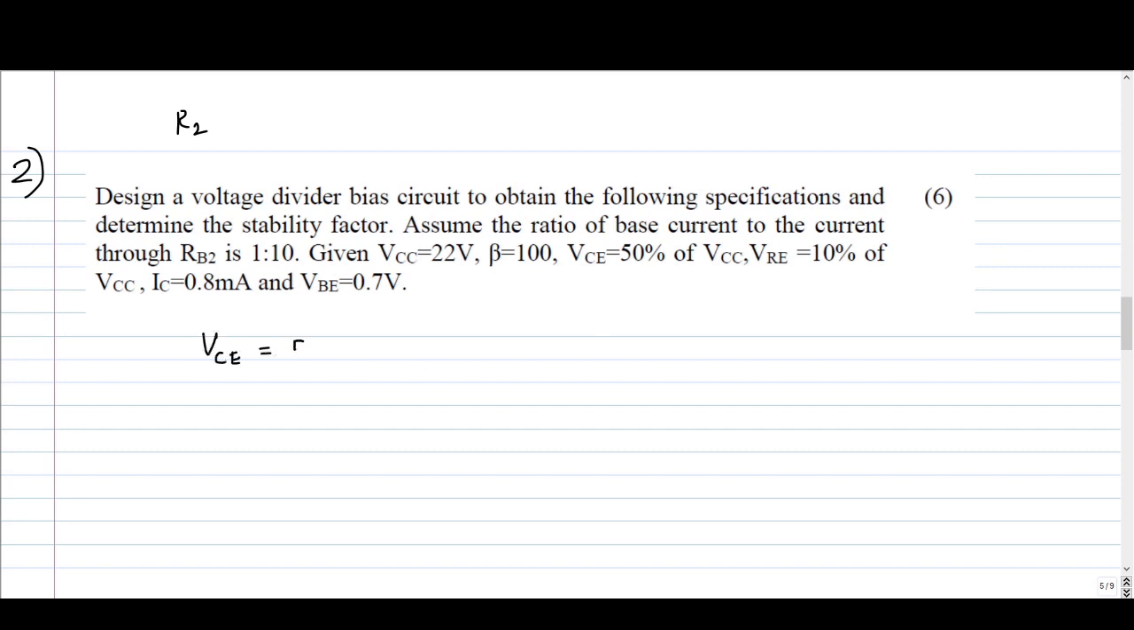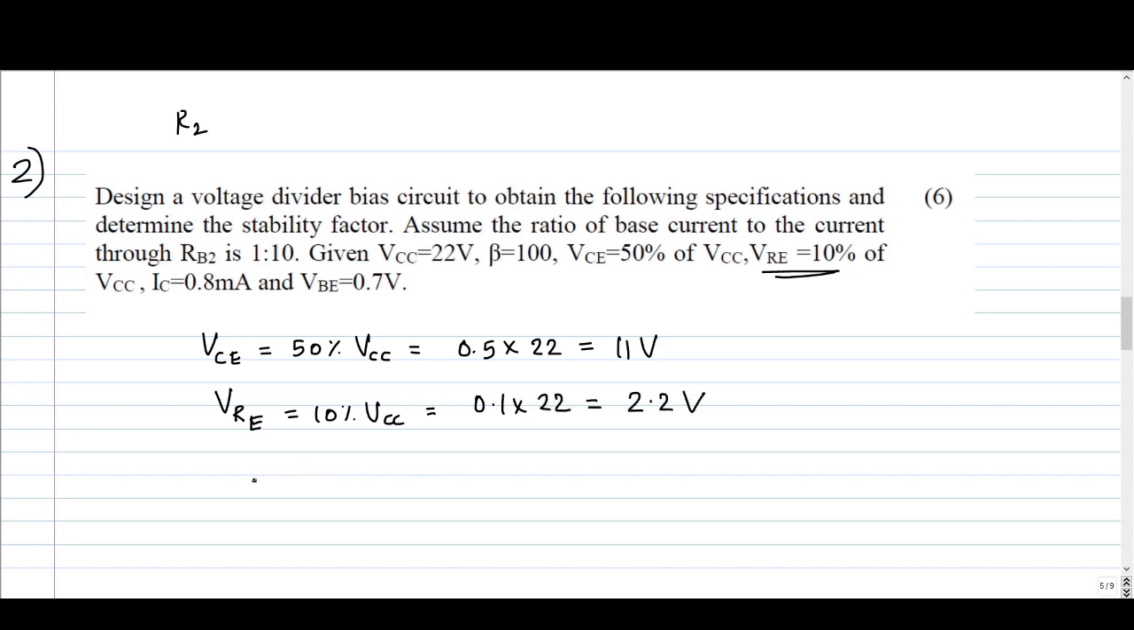VC is 50% of VCC. You can pause the video and copy the question. So 50% of VCC, that is 0.5 into 22. So it is 11 volt. Voltage drop across RE is 10% of VCC. So it is 0.1 into 22. So it is 2.2 volt.